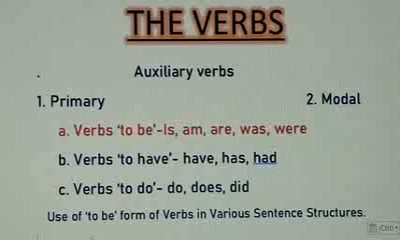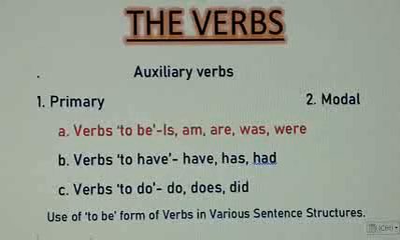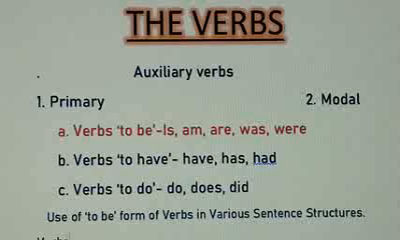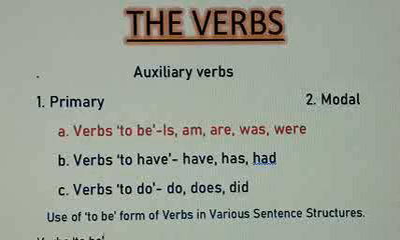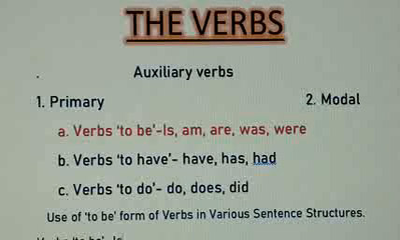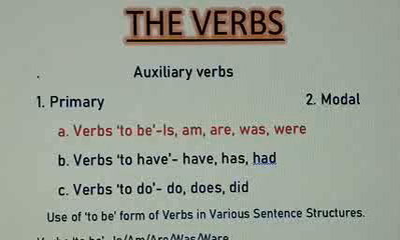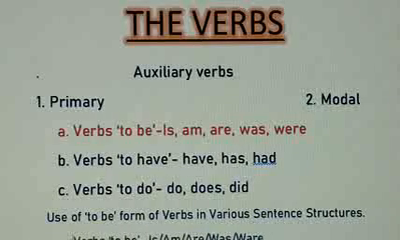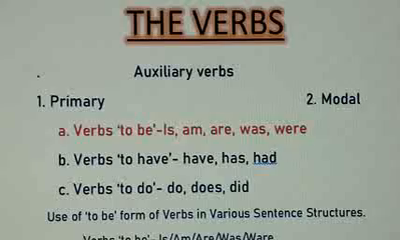Right? Dear children, first I am going to tell you about verbs to be. In this, we will discuss is, am, are, was, and were. Right? Where we need to use all these: is, am, are, was, were. Okay.